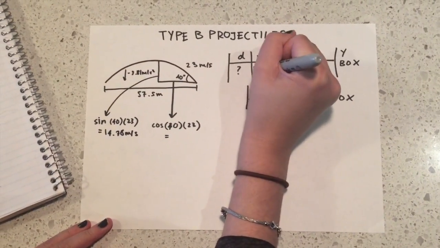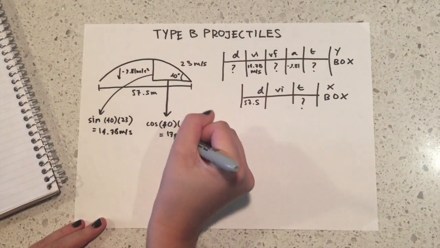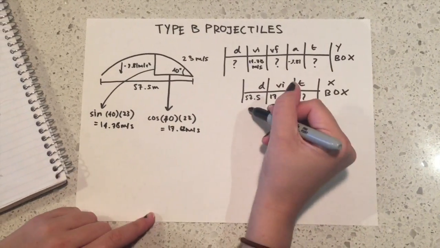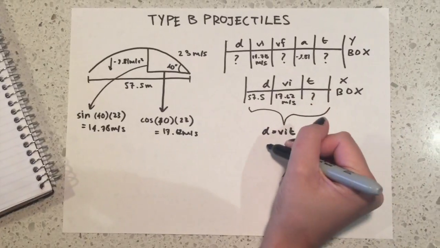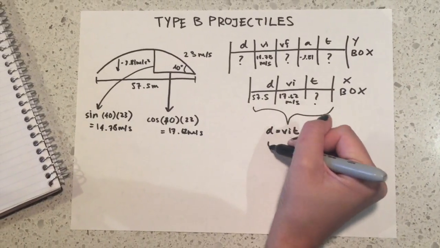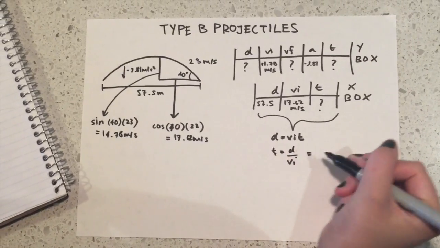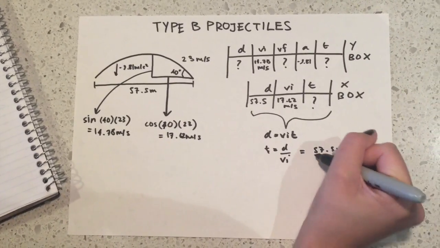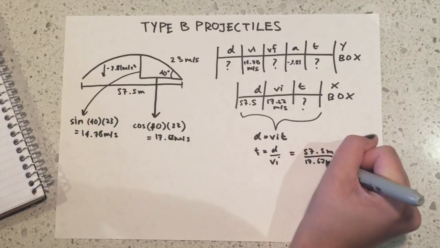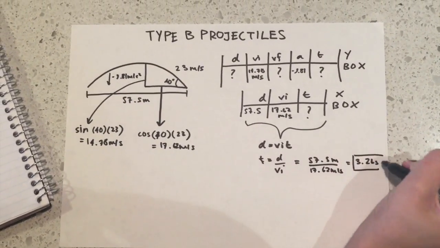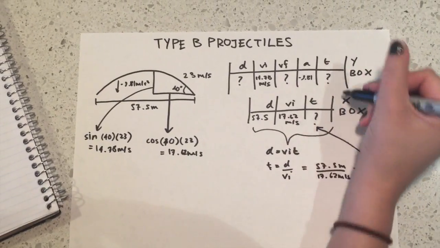Now that we have determined each variable that we have, we can use the equation dx equals vx t to determine the value of time, which we can then add to our y box table. We replace our data into the equation and manipulate the formula as needed to get our desired variable, time. Through this, we can determine time is equal to 3.26 seconds.